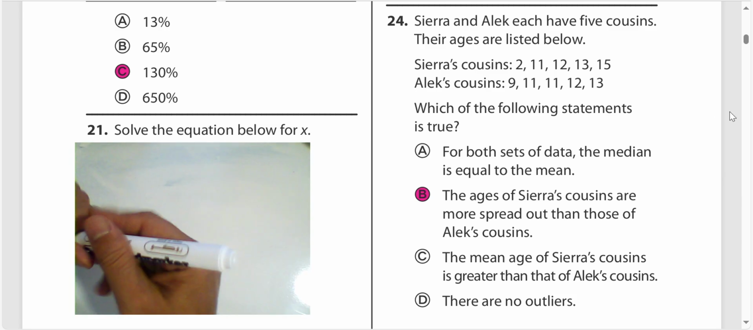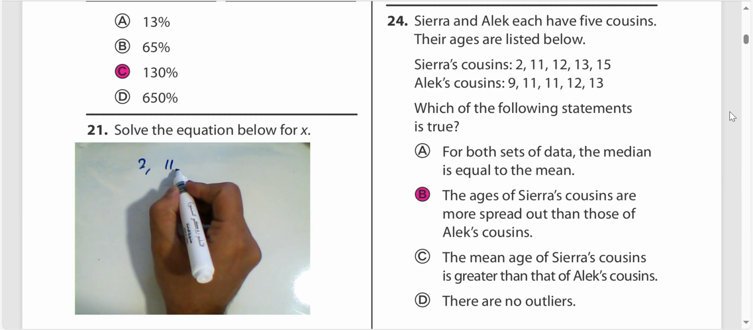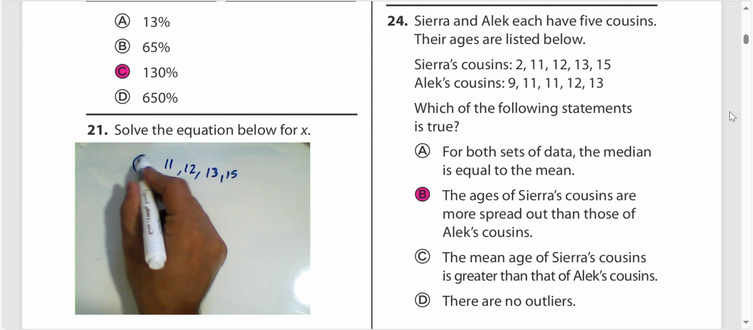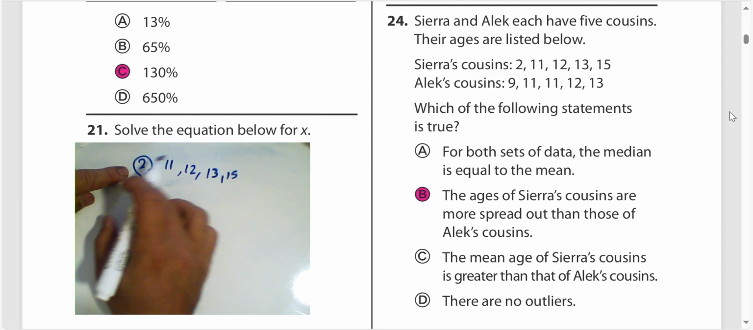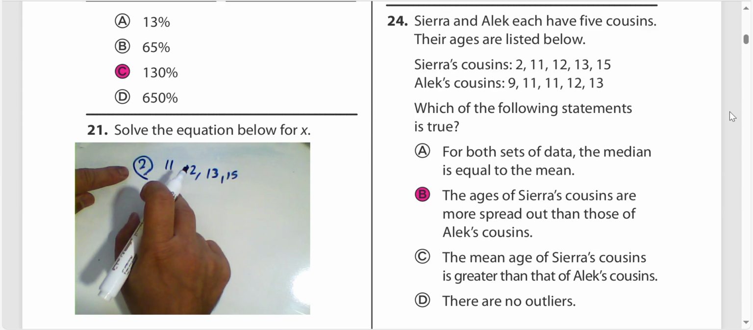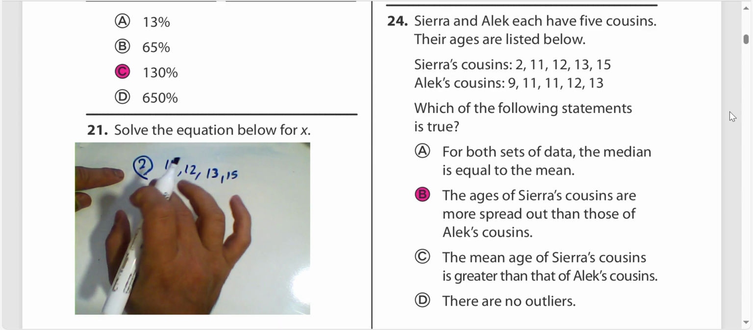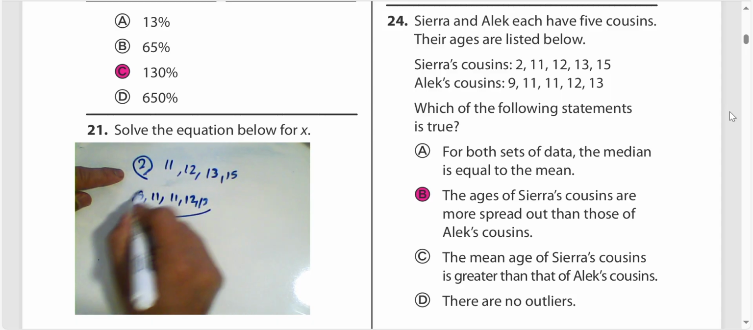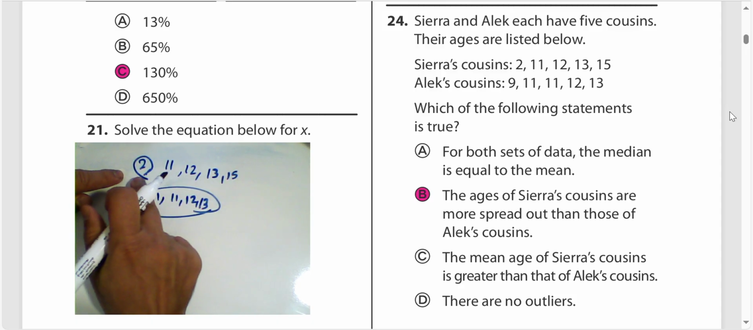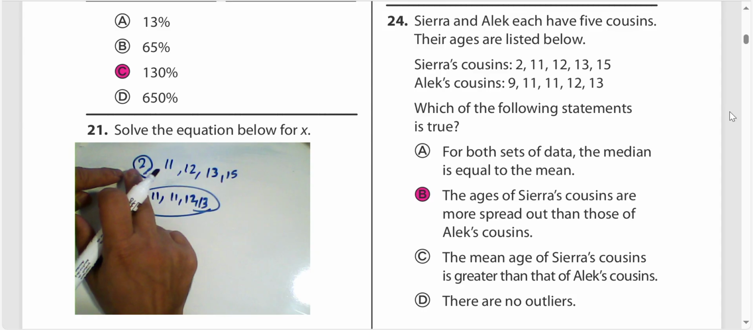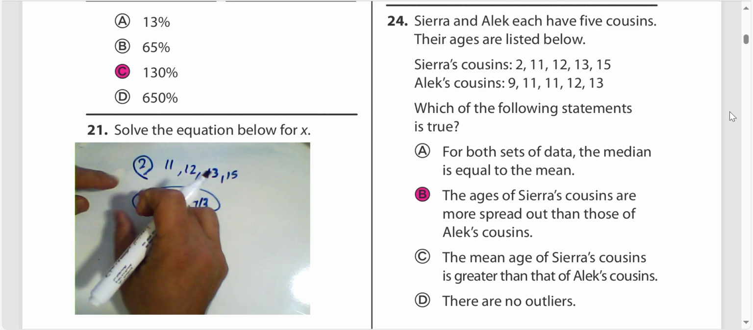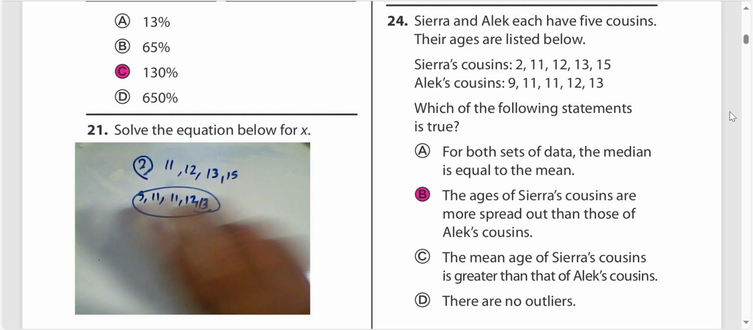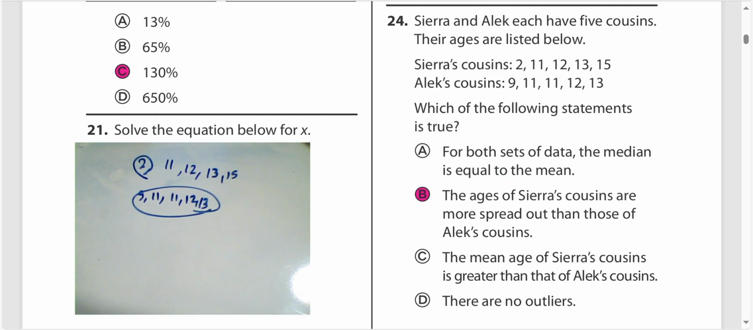So we know here 2, then 11, 12, 13, 15. We have the outlier point here, 2. And here 9, 11, 11, 12, 13. All the ages here are nearer together, but we have the outlier 9. Then the ages of Sarah's cousins are more spread out than those of Alec's cousins. Okay, more spread. Next question.